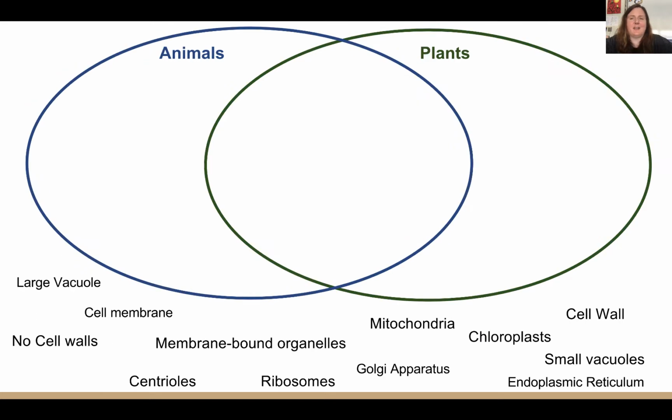You're going to create a second Venn diagram now, and you're going to place everything that animal cells have on the left, what plant cells have unique to them on the right, and what both animal and plant cells share will be in the center. So go ahead and press pause and work on your animal and plant cell Venn diagram.